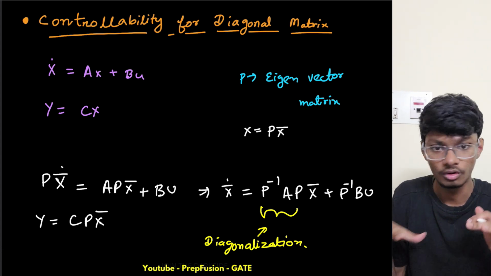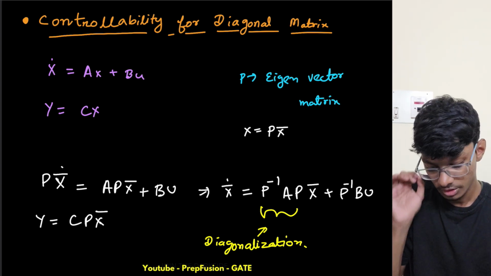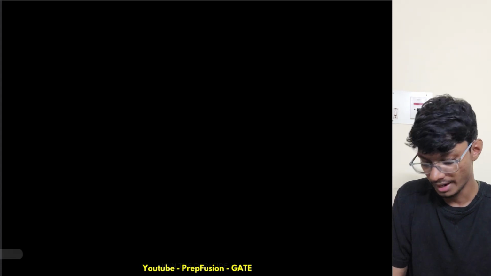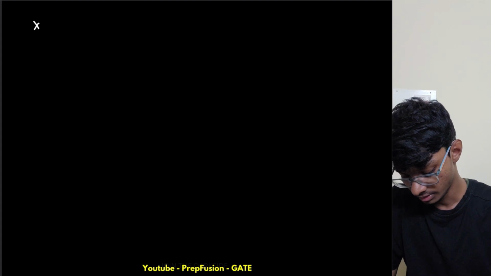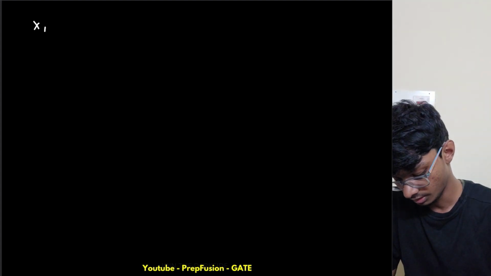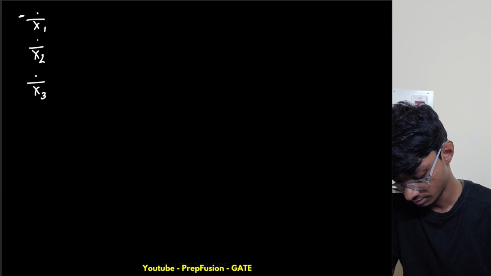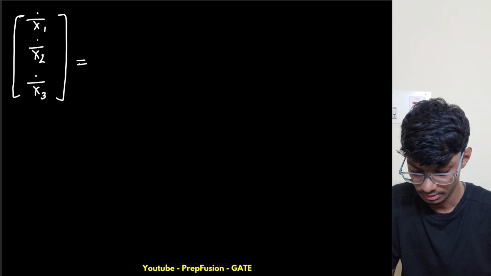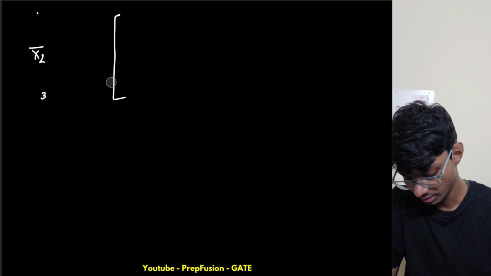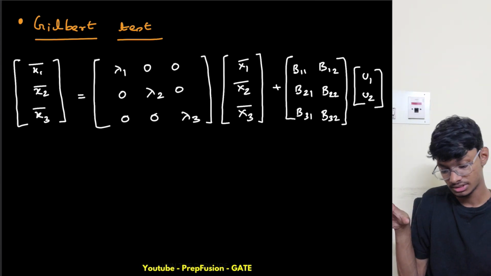Now, just to give you a brief overview, how does my matrix look? After diagonalization, my matrix elements will look like this. Let's say I have a third order system, with x1 dot, x2 dot, x3 dot, and here I have, I think I've already written it down. So that we understand, this is after diagonalization.